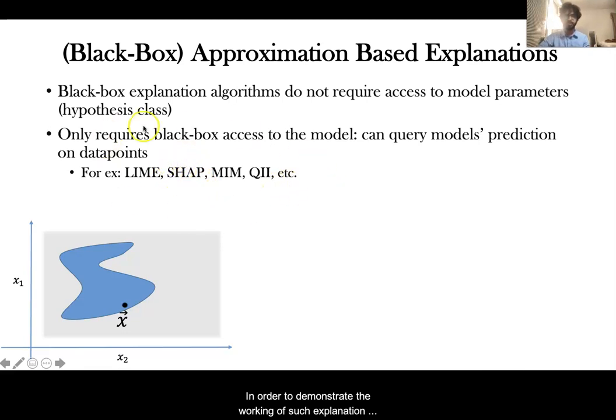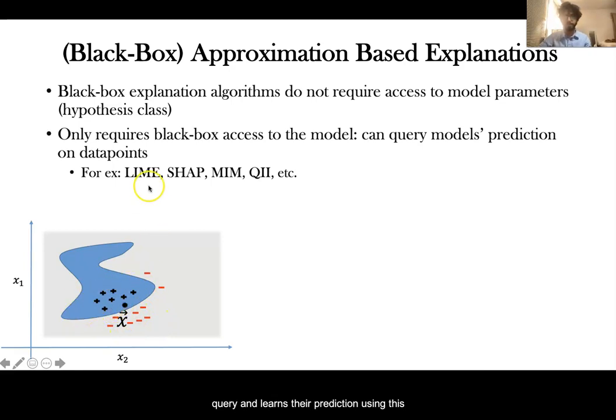In order to demonstrate the working of such explanation algorithms, consider this toy example. Here we are given this black box model and an explanation query X, whose decision we wish to explain. Such a black box explanation algorithm samples some data points around this query and learns their predictions using this black box access. Using these data points, they try to explain the decision of X, as they do not have access to the parameters or hypothesis class. And they explain it by generating some understandable decision boundary around this data point X.